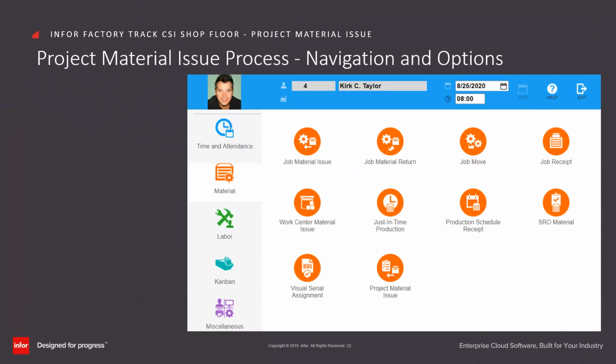To start the project material issue, from the Factory Track Shop Floor's Work Center navigation homepage, click on the Material Category Group menu. Then click on the Project Material Issue icon. Note that the order of the features within the material menu is configurable.